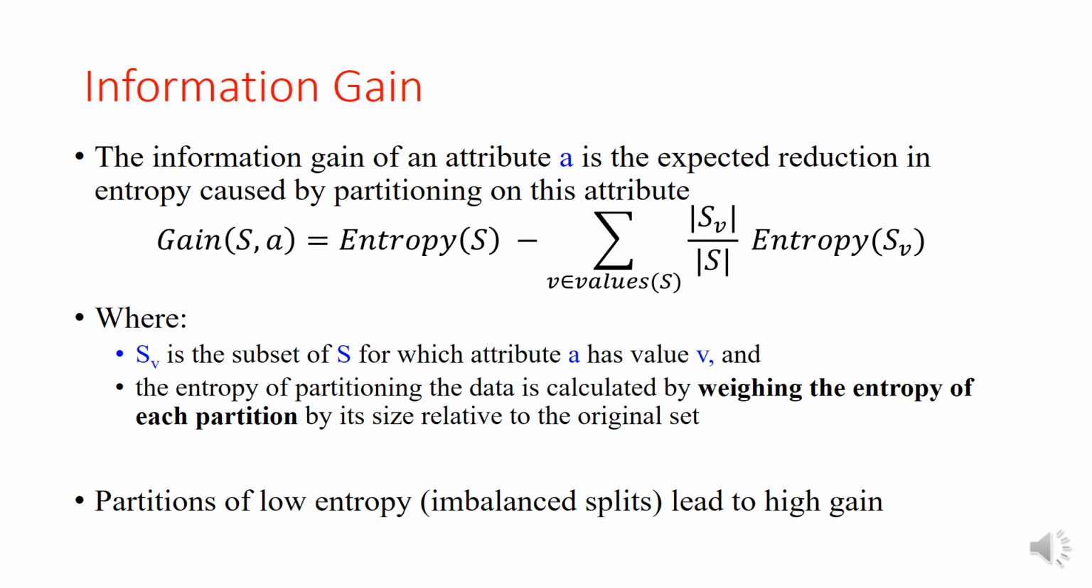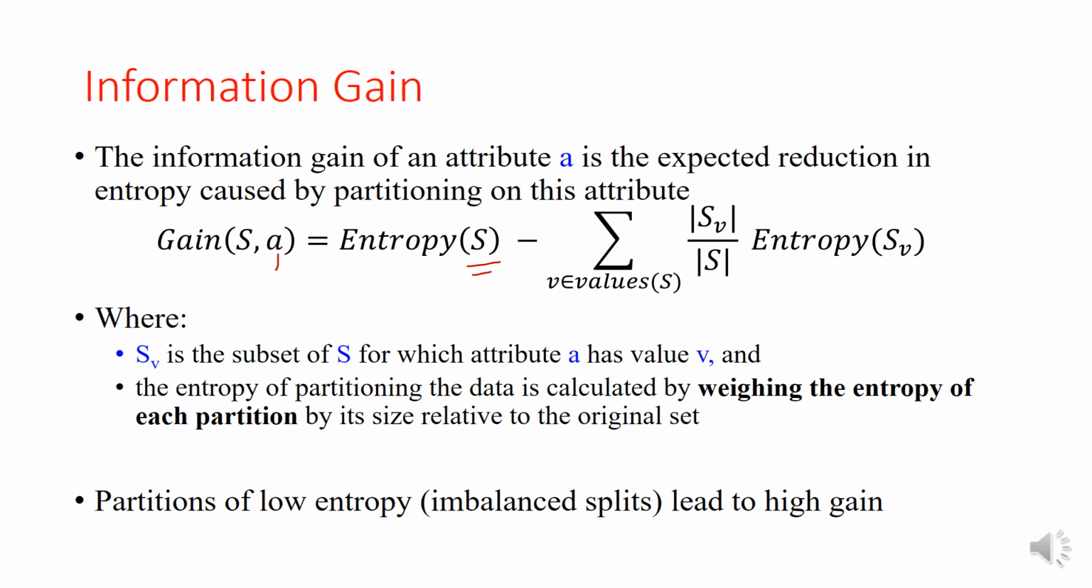Next, we can compute information gain like this also. The information gain of an attribute A is the expected reduction in entropy caused by partitioning on this attribute. That is, gain of S and attribute A is equal to entropy of S, the entropy of the tree, minus the sum of SV by S times entropy of SV, where V represents a set of values. SV is a subset of S for which attribute A has some value V.